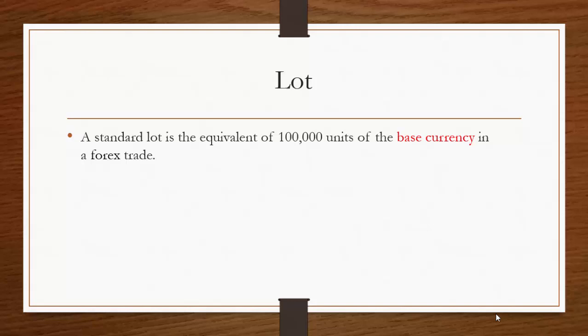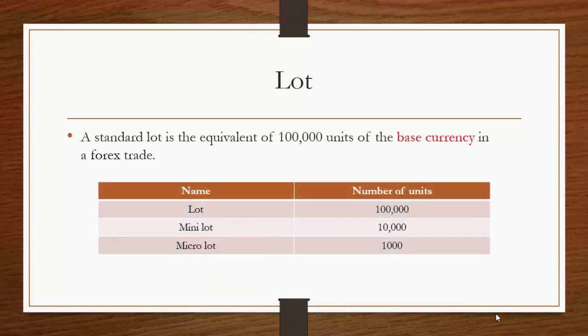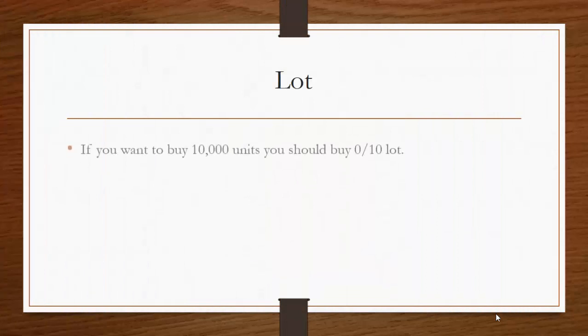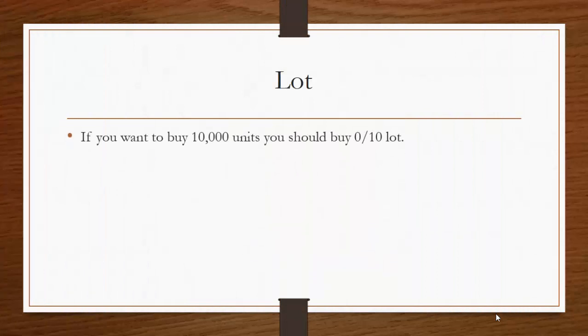$100,000 is a large amount of money, so most brokers let people use smaller sizes, like a mini lot, which is 10,000, and a micro lot, which is 1,000 units. If you want to buy 10,000 units, you should buy 0.1 lot, and if you want to buy 1,000 units, you should buy 0.01 lot.